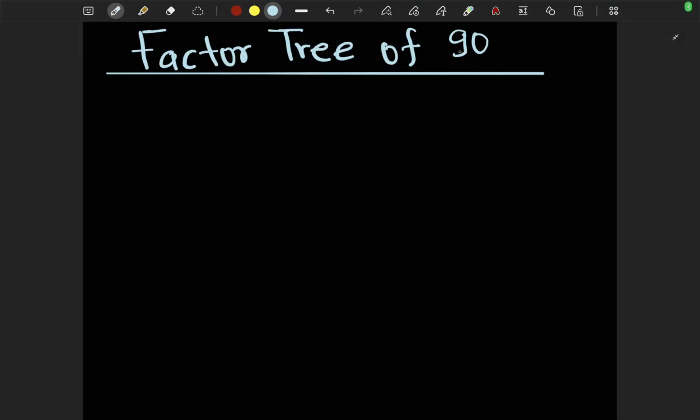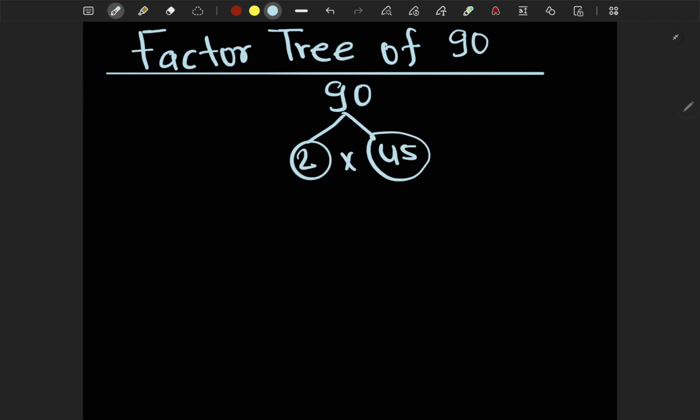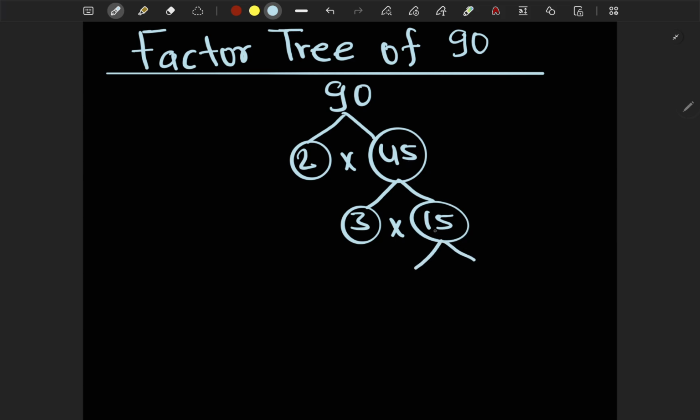Factor tree of 90. So 90 can be written as 2 times 45, which is equal to 90. So 45 can be written as 3 times 15, which is equal to 45. So 15 can again be written as 3 times 5, which is 15.